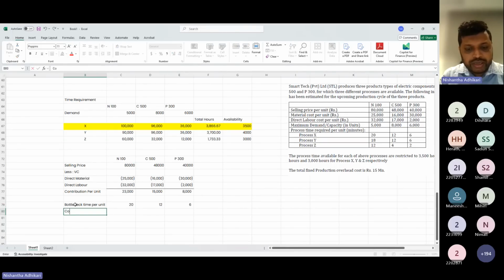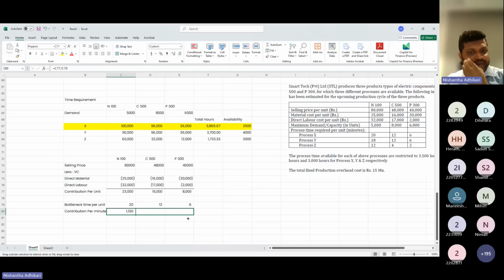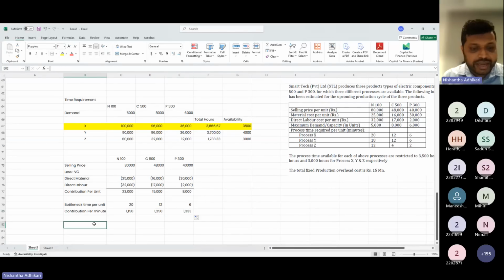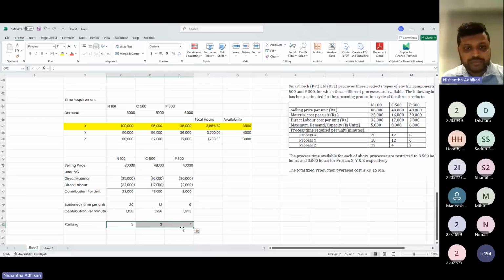Therefore, contribution per minute: you divide 23,000 earned during 20 minutes, then 1,150. Likewise, the others you can divide. Then you can rank the products. This is number 1, you will give it priority. This is number 2 and number 3. Production ranking. This is how you will rank the products.